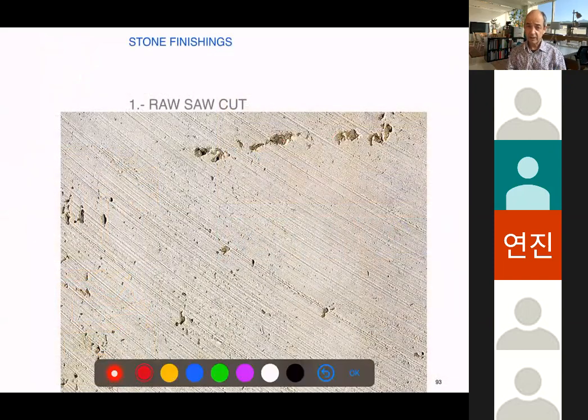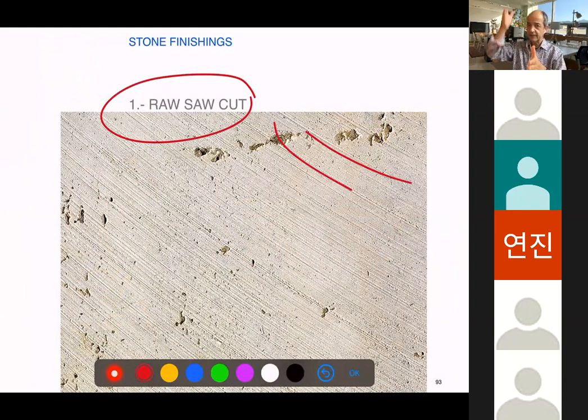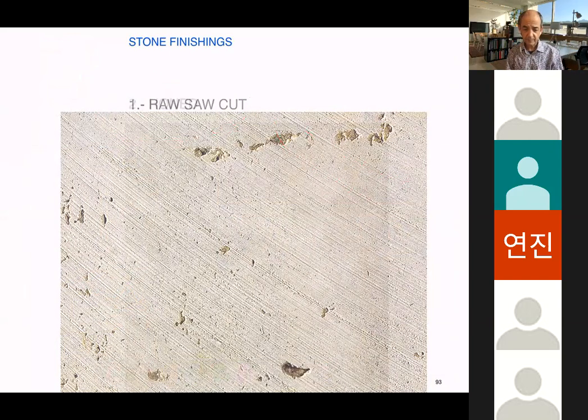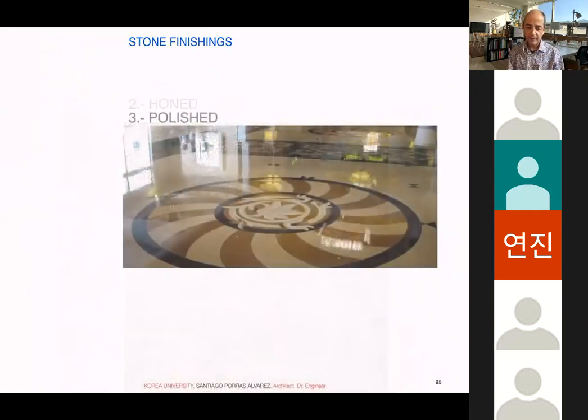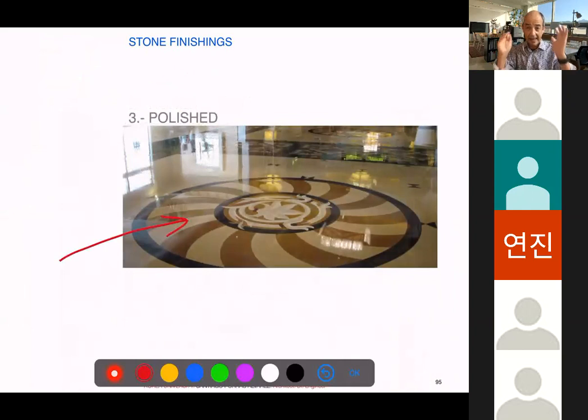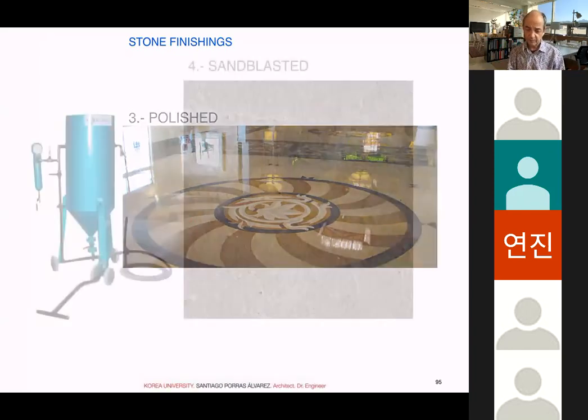Right, so the finish can be just a raw saw cut, just the marking of those saws we see when the stone is sliced. That's the raw stone. It can be honed. Honed is just before polishing, just taking out the irregularities, but still not being totally polished. It can be totally polished, like a mirror, and again, not all polished stone is marble. You can have marble which is not polished, and polished stone which is not marble, which is the most common.